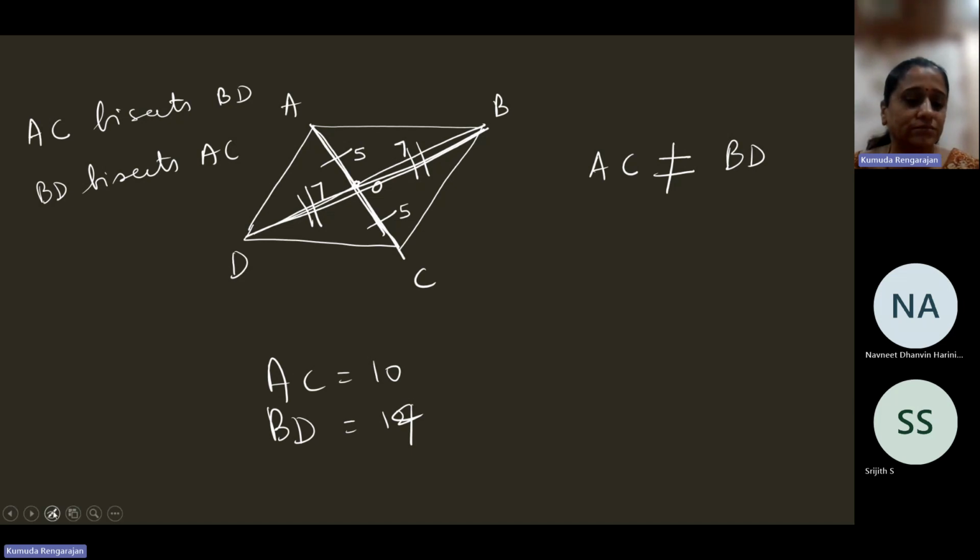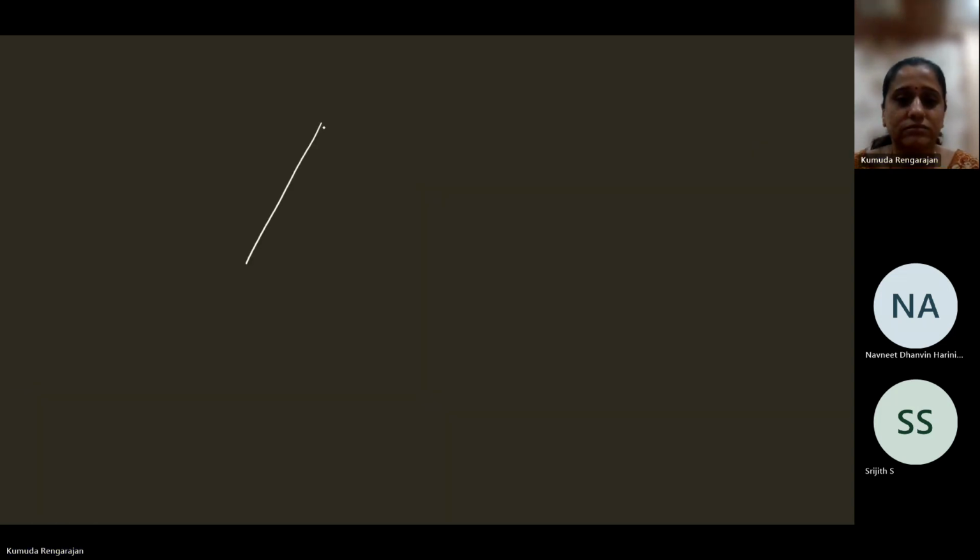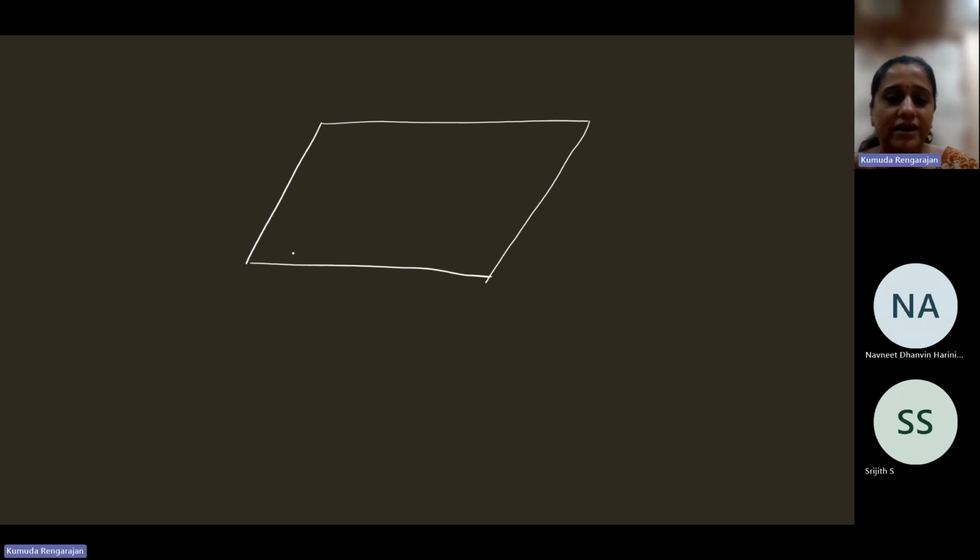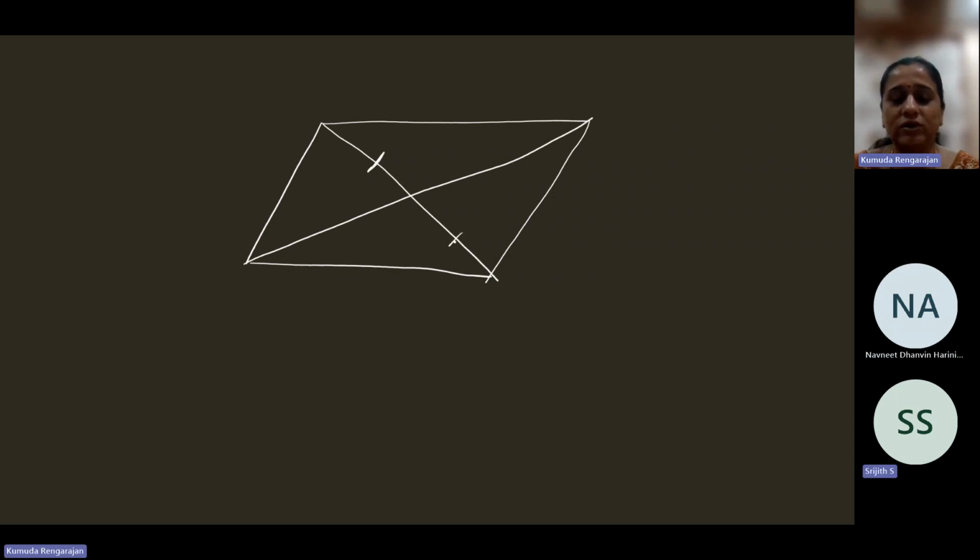Is this clear? Yes, ma'am. The diagonals are not equal. These two diagonals are not equal. But this one is equal to this one, and this is equal to this.